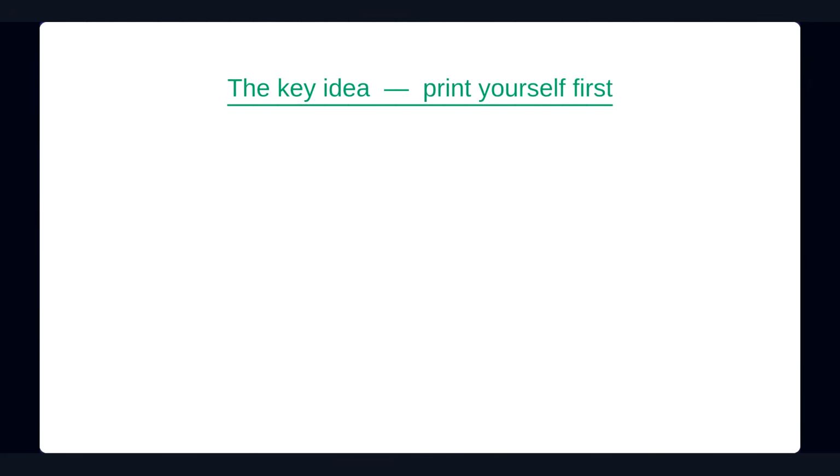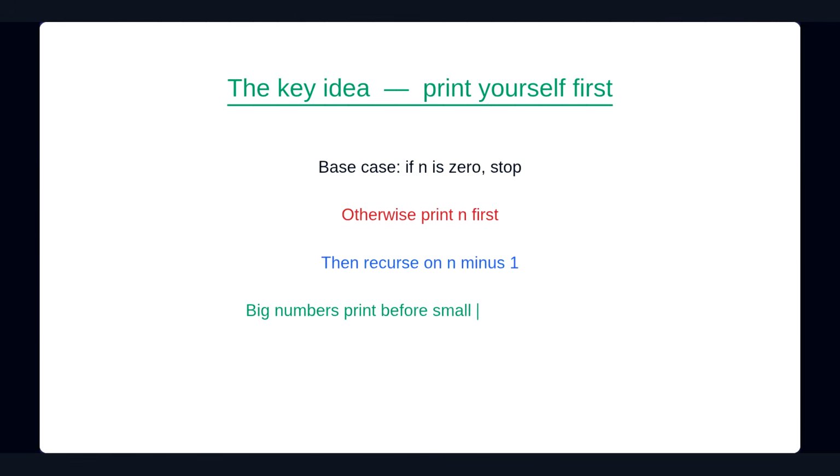The idea is to print our own number before we ask for the smaller ones. So for n, we print n right away, and only then call the function again with n minus 1. That call prints n minus 1, then recurses further, and so on, each printing itself before going smaller. It stops when n reaches 0, the base case, where we simply return. Because every call hands down a smaller number, we always move towards 0, so it is guaranteed to end.